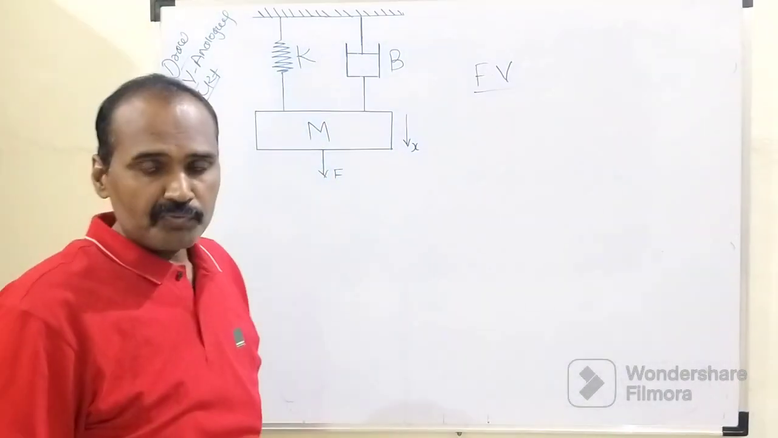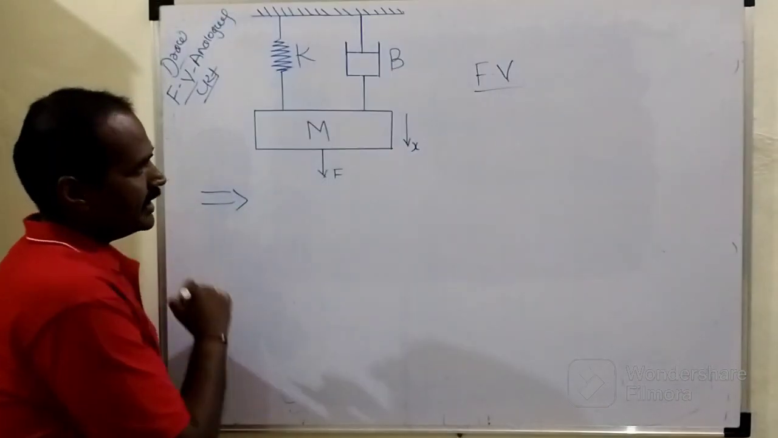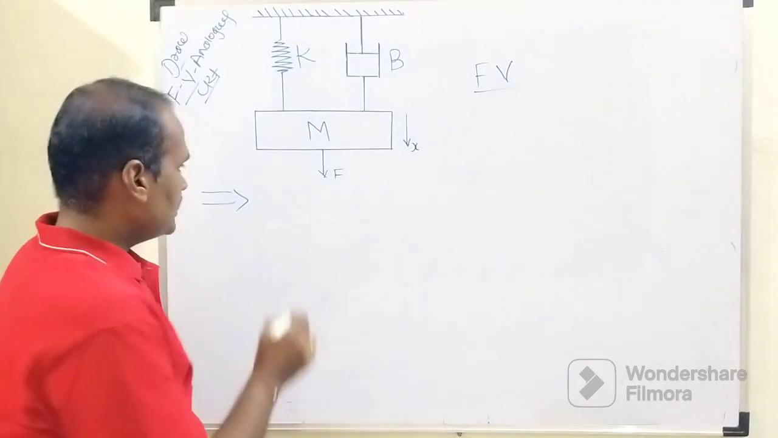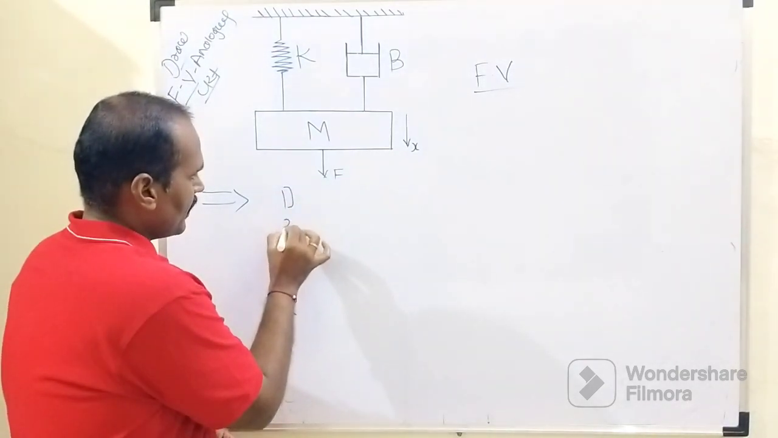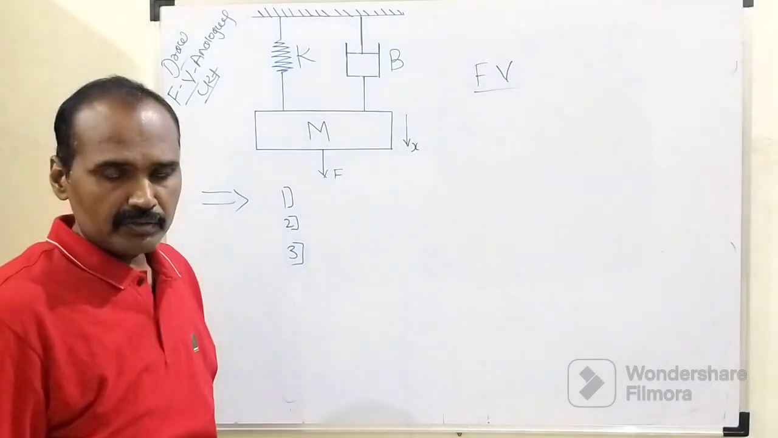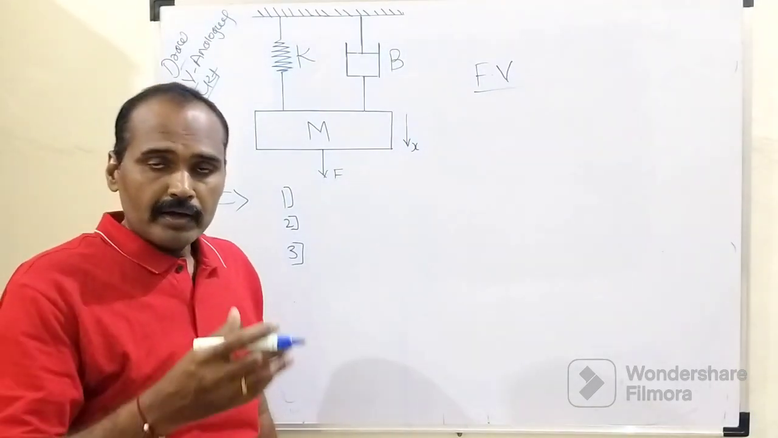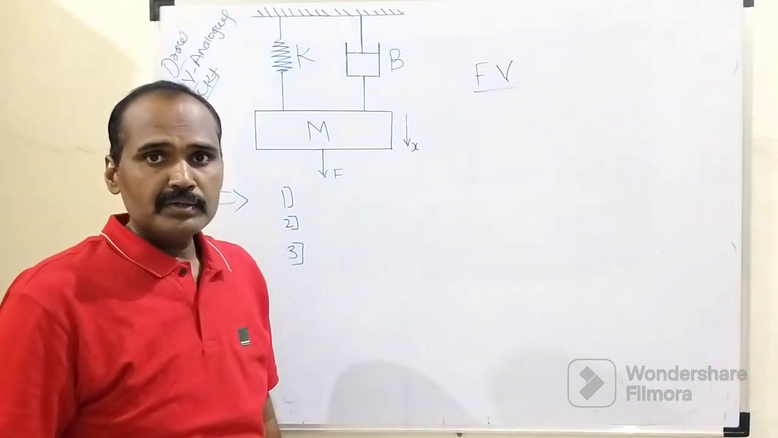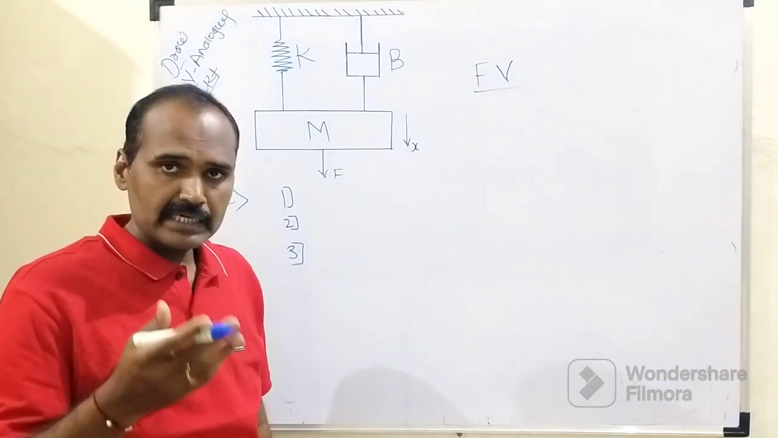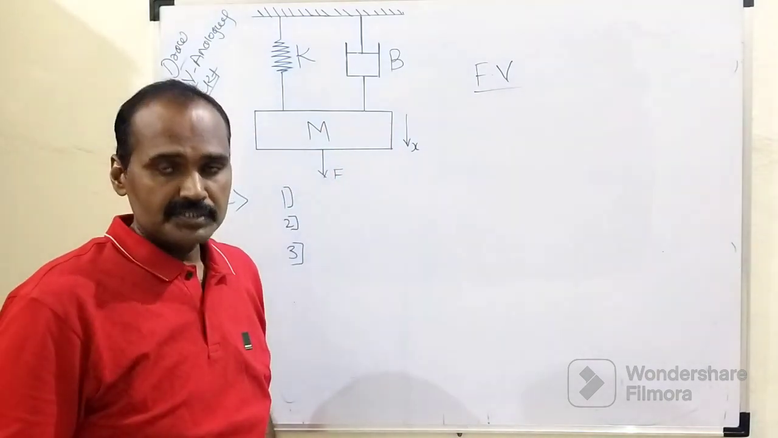Friends, this entire solution is divided into three basic steps by which we can convert this mechanical system into an equivalent electrical system by means of force voltage analogy. In the first step, we need to observe how many physical mechanical elements we have within the given system.